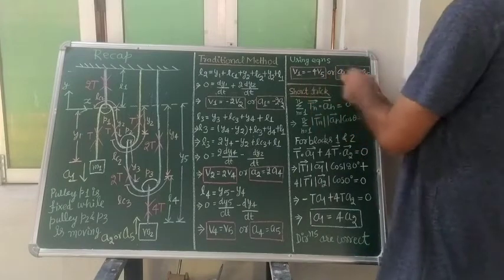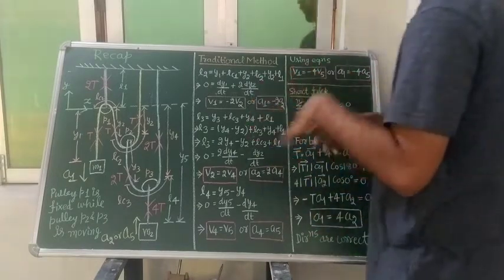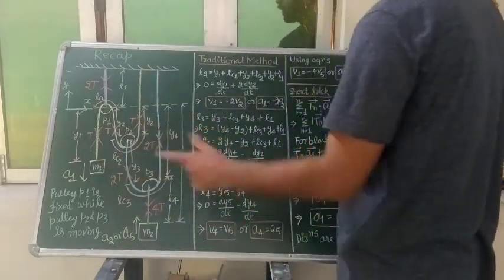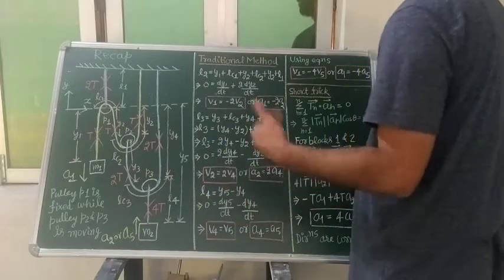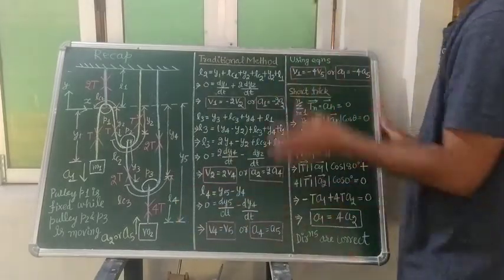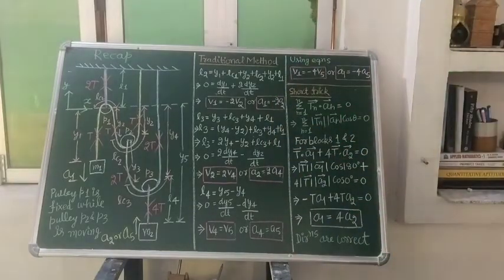But here we are getting the negative sign. Meaning is that whatever velocity or acceleration this block M1 is going to travel with, one fourth of that velocity or acceleration will be the velocity of this block, and the negative sign is telling us that they will be in opposite direction. Okay.